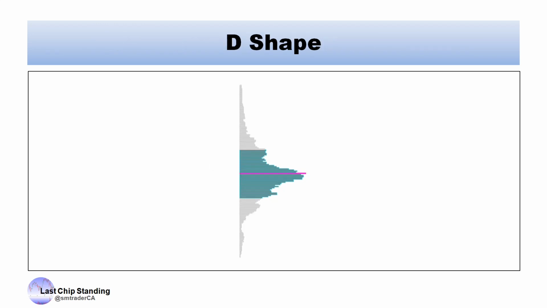There are different shapes the volume profile generates. This is the D shape. It looks like a capital D letter. This profile is referred to as a balanced profile because it depicts a normal distribution with most of the volume at the middle of the profile and a taper or a tail on each side.